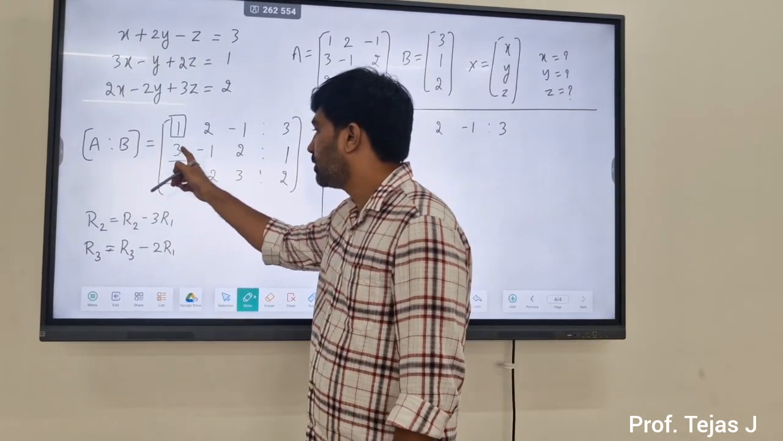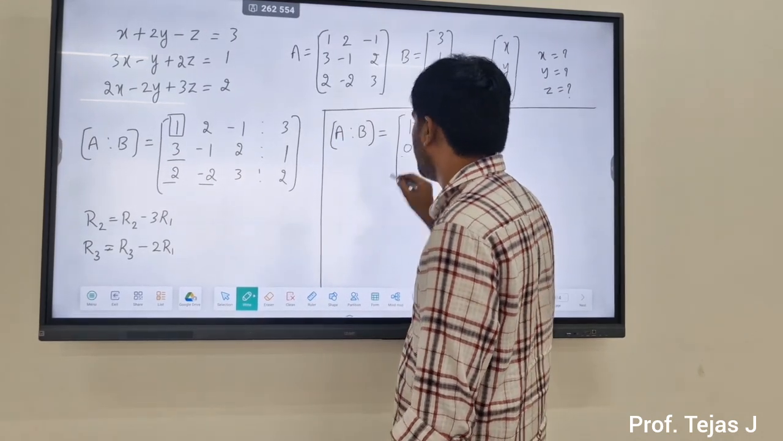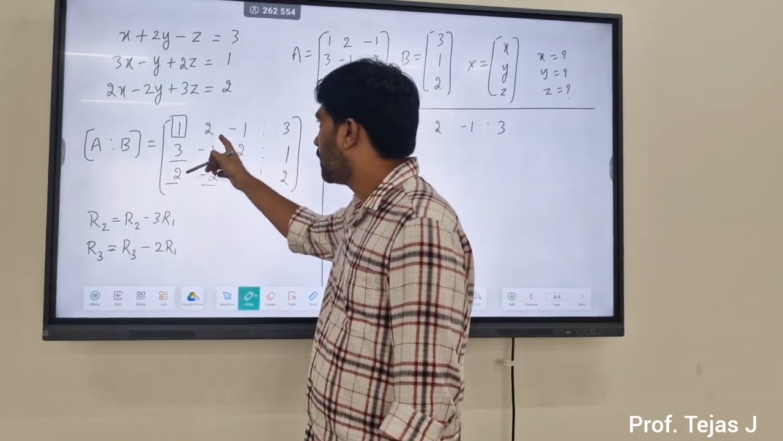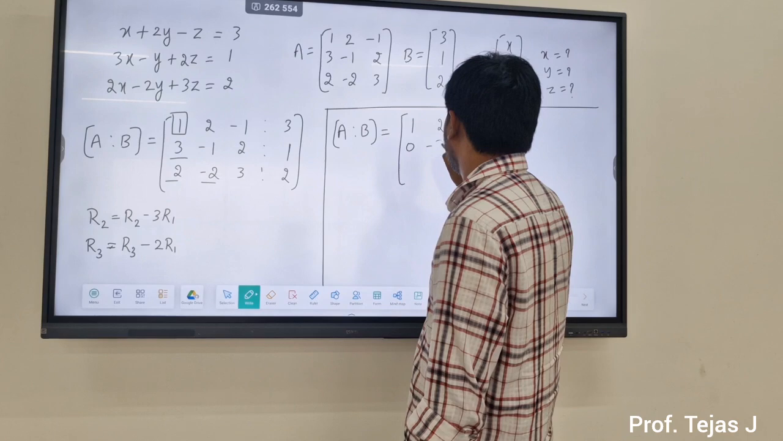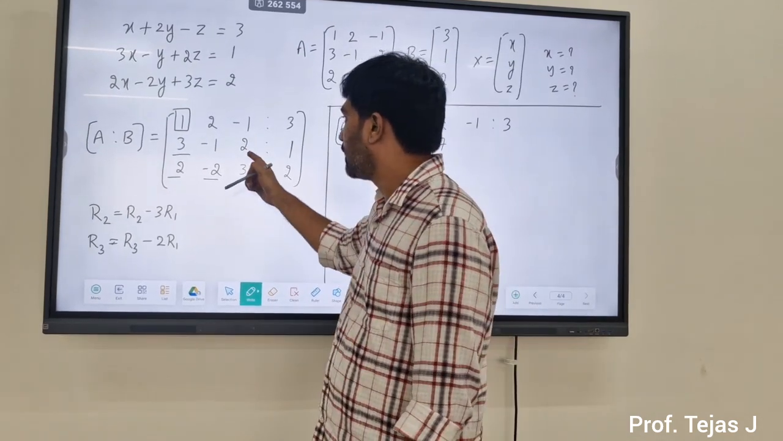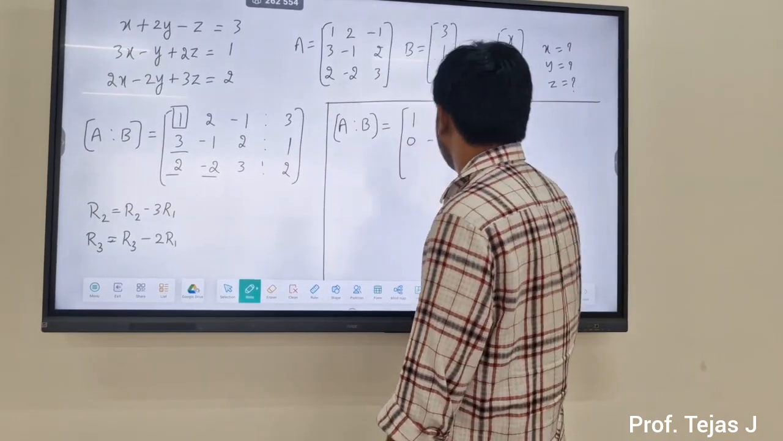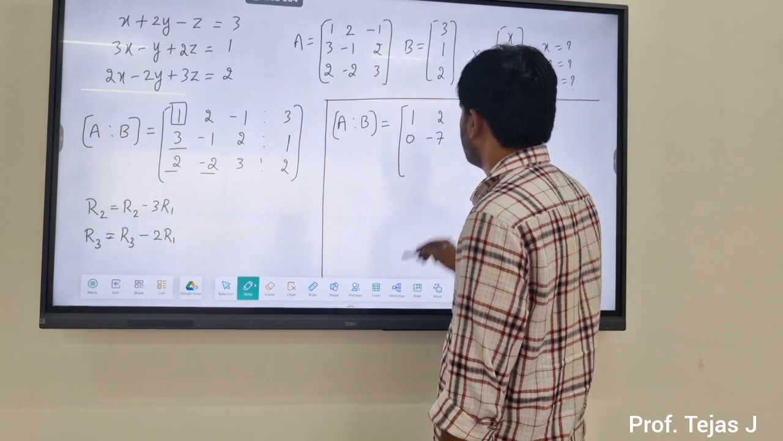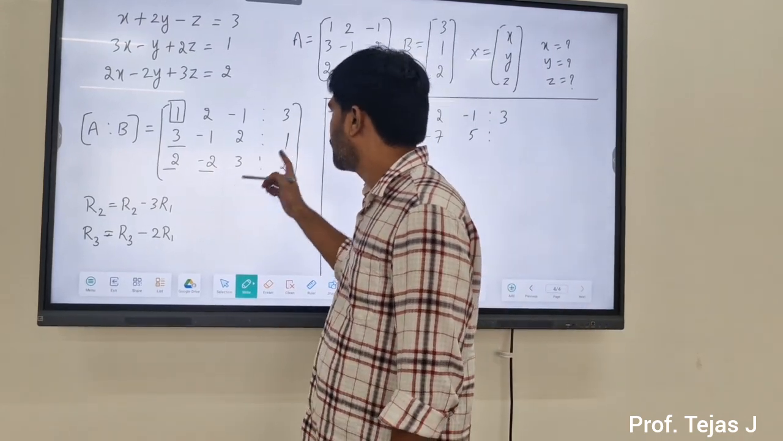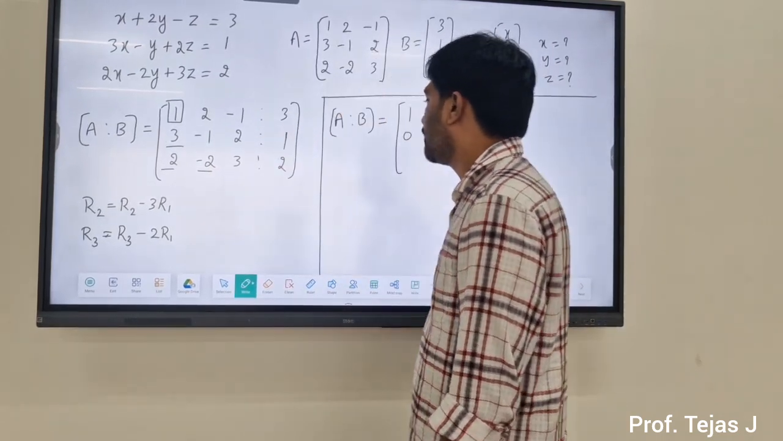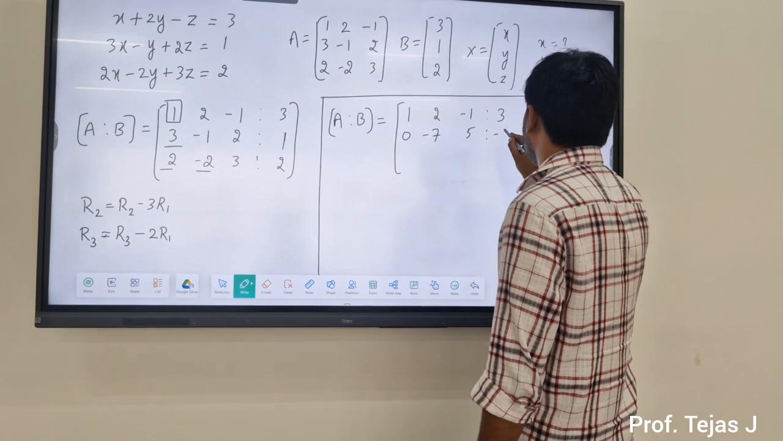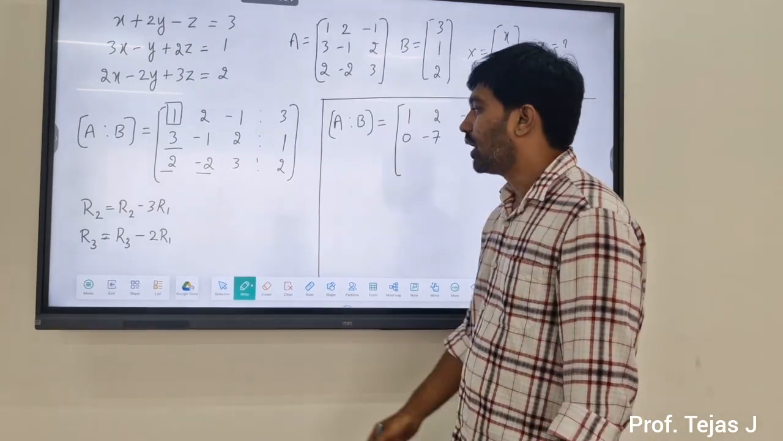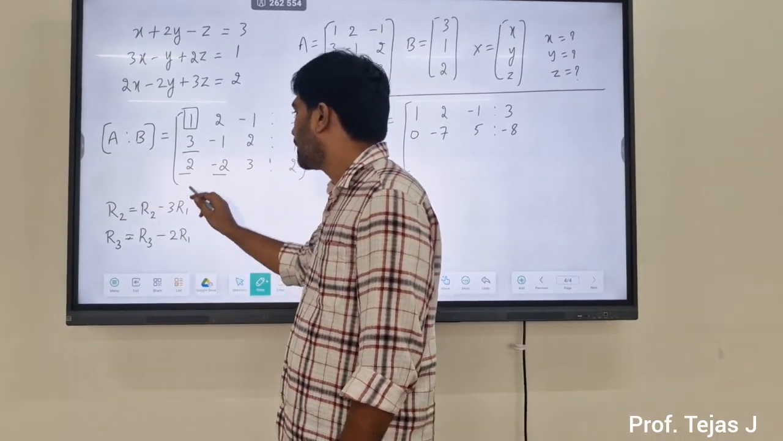Now what will it be? 3 minus 3 will be 0 and minus 1 minus 6 will be minus 7. Then 2 plus 3 will be 5. Then what about the constant? 1 minus 9 will be minus 8.